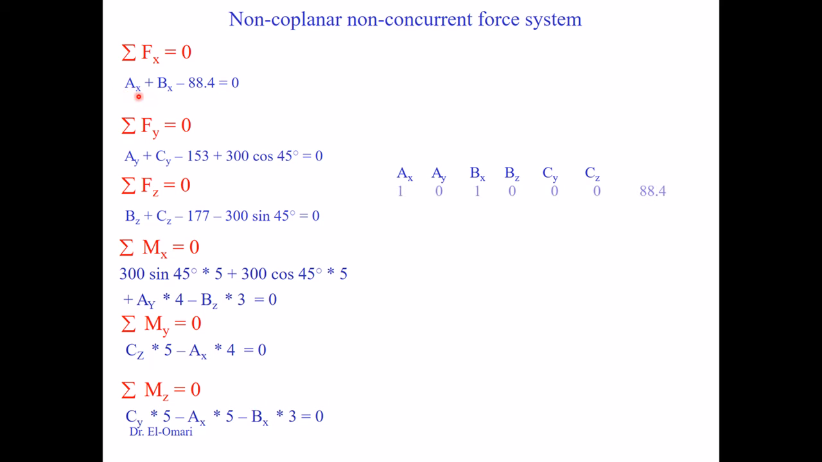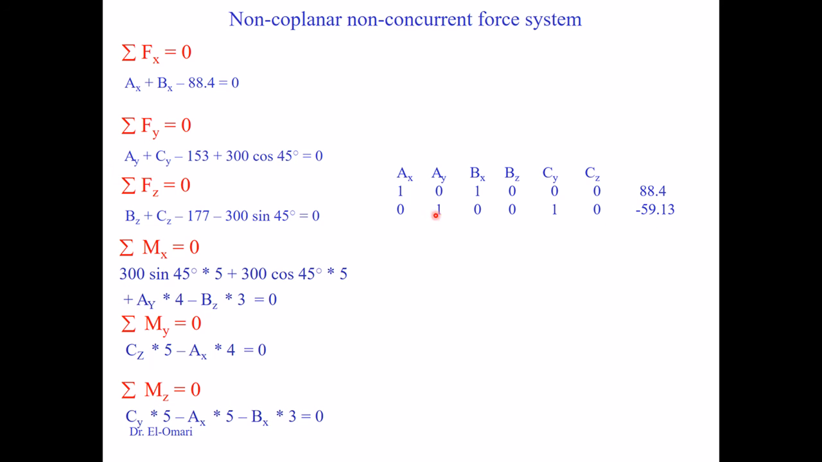So I go through each formula. In the first formula, you have a value of 1 for the first variable, nothing for AY, you have 1 for BX, nothing, nothing, nothing, and then that 88.4. Please notice that this is how the calculator is programmed, and the constant has to be on the other side of the equation. That's why we change the sign, then it becomes positive. All the constants will be added together and moved with the sign changed.